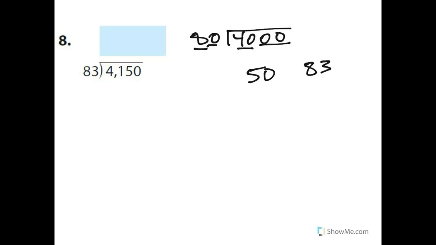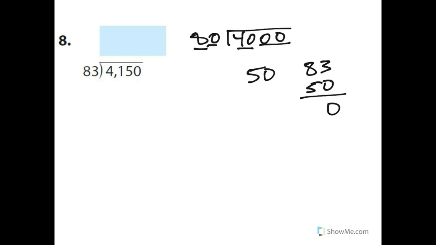Alrighty, number 8. Solve that one and we'll go over it. Alright, so in my mind I'm thinking 80 into 4,000. Well, we've got 40 divided by 8. That's going to be 5. 2 zeros minus 1 zero, 1 zero. So, let's do 83 times 50.